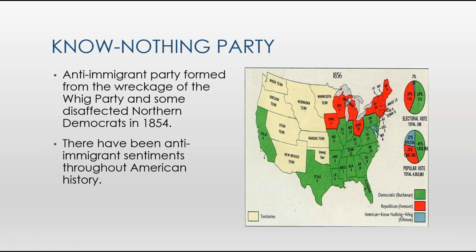relates to this, but I think it's bigger because the Know Nothing Party is a defunct political party formed from the wreckage of the Whig Party and some disaffected Northern Democrats in 1854. But I think why we learn about the Know Nothing Party is that when you are anti-immigrant, you can galvanize a political party. Recently, there's been a lot of anti-immigrant sentiment, build this wall, that sort of thing. And there's been anti-immigrant sentiments throughout American history, and it's politically a powerful tool.